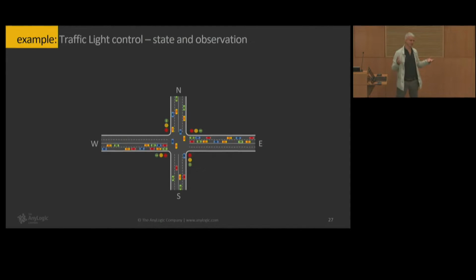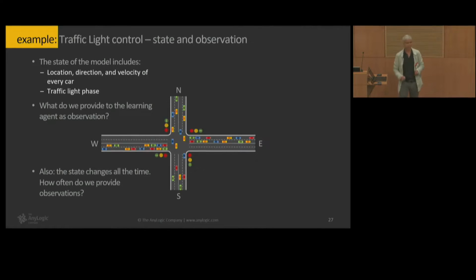What do we provide to our learning agent as a state of this system? The state is really complex because the state includes every car location, car velocity, acceleration, this sort of stuff. Also, the state changes over time. It changes all the time. So how often do we provide these observations to our learning agent?